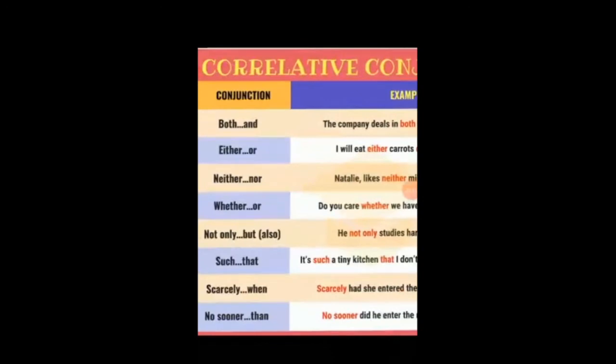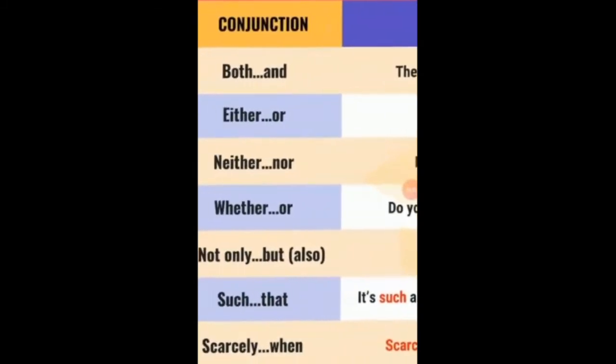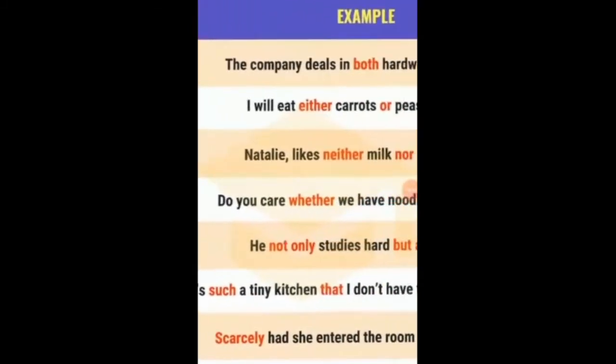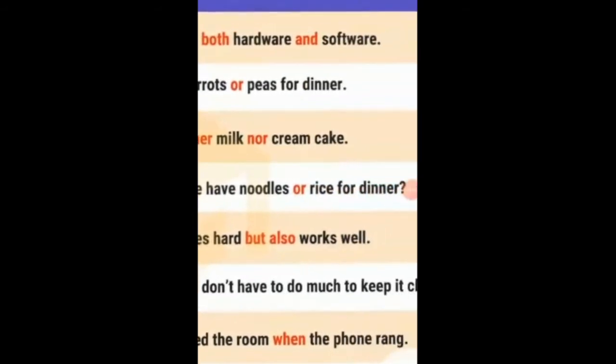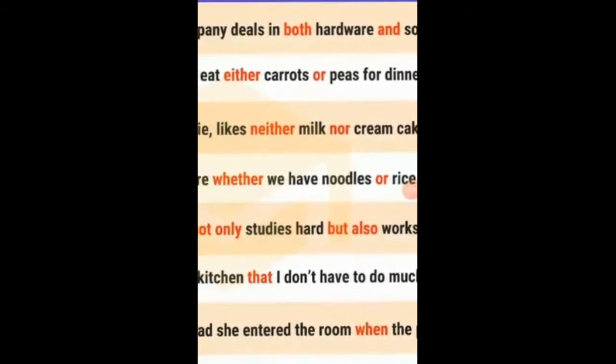Then we have neither nor. Neither nor is basically a correlative conjunction which is used in a negative sense. You can better understand with the sentence example. Natalie likes neither milk nor cream cake. So she doesn't like any of these things, so we have used neither nor because it is a negative sentence.